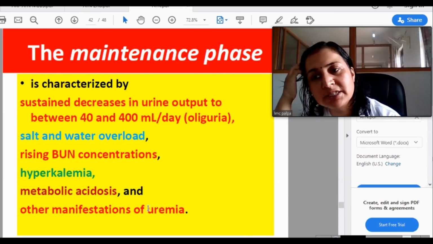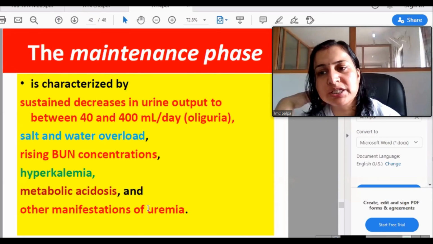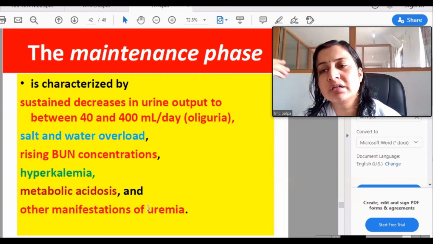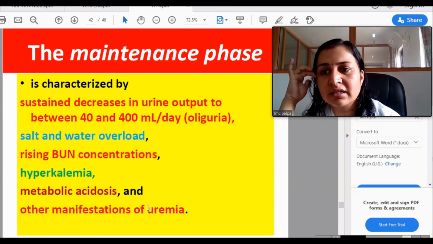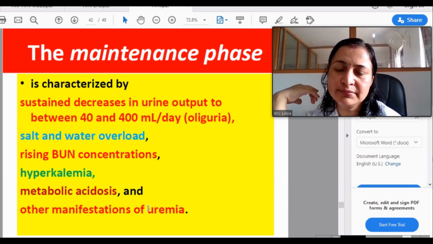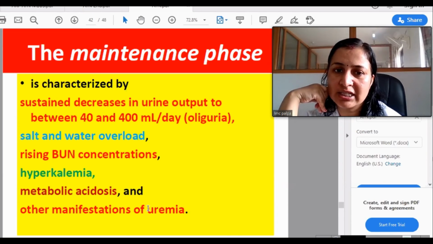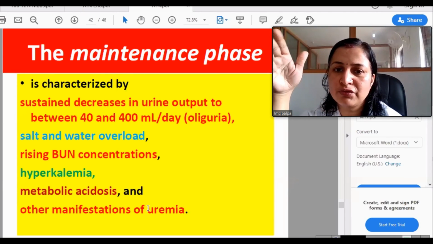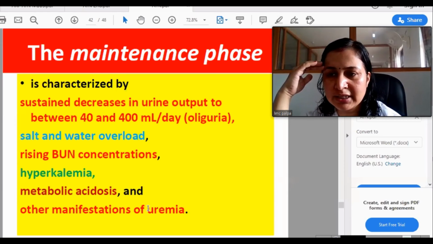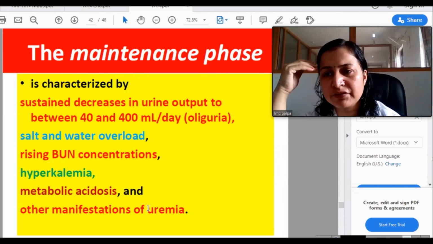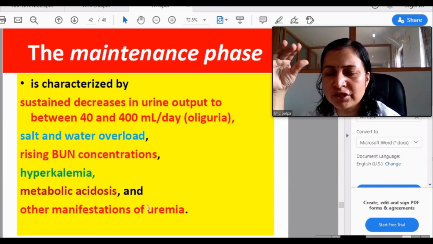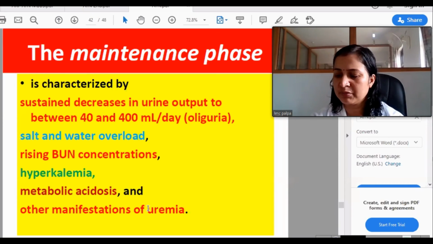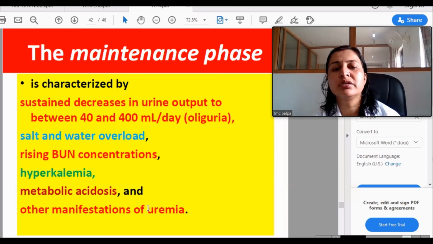What did we say in the pathogenesis? Ultimately, whether it is toxic or ischemic or whatever the cause, there will be a decrease in the GFR. Coming to the maintenance phase. The maintenance phase is characterized by decreased output, between 40 to 400 ml per day. That is oliguria. Less than 400 ml is oliguria. Less than 40 or 50 is anuria. So it should be 50 to 400 or 40 to 400, depending upon the laboratories and the parameters they follow.